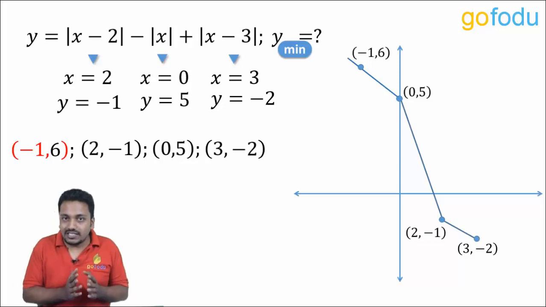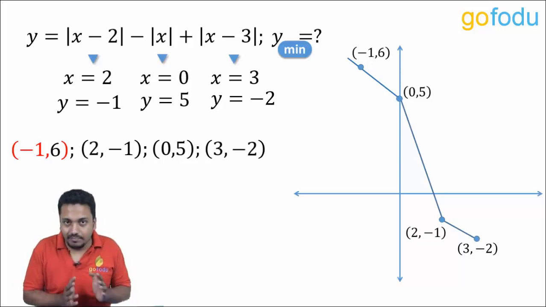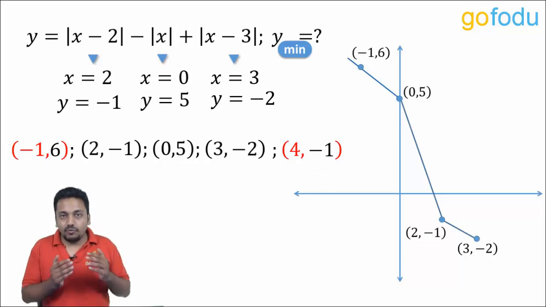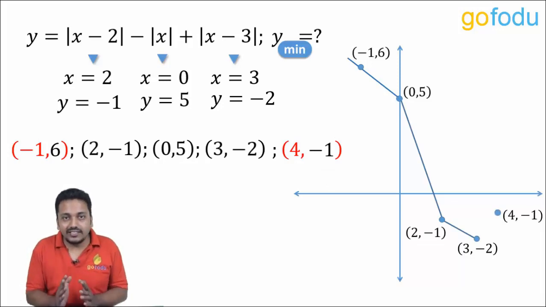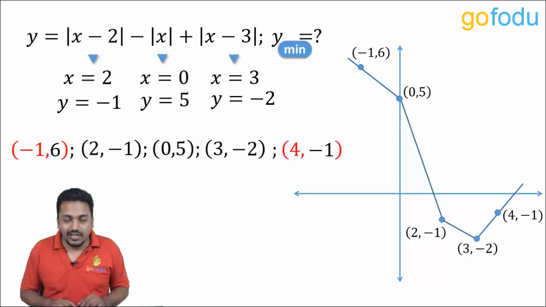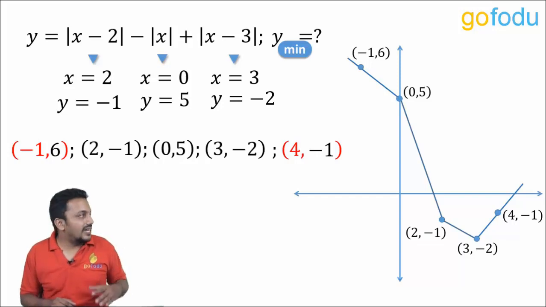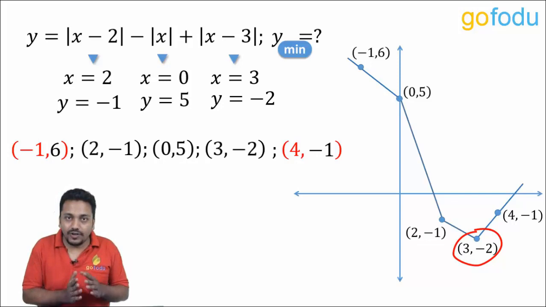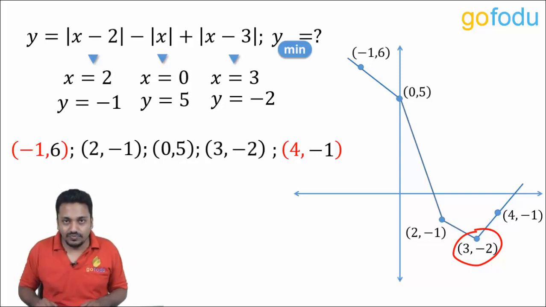Same thing we'll do in the extreme right. Pick a point, let's say x = 4, and y will come out to be 2 - 4 + 1, that is -1. So plot (4, -1) and connect the graph further. So this is how the graph will look finally, and the minima, as we can see, occurs at x = 3, and the minimum value of the expression is -2.